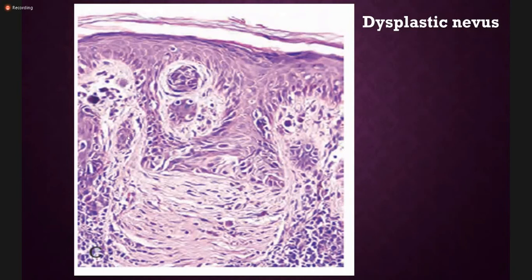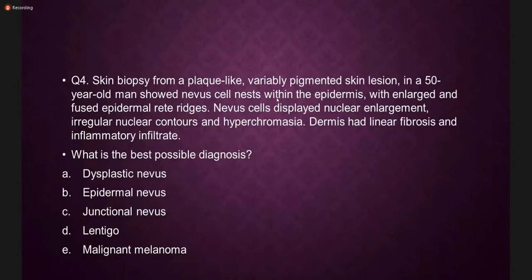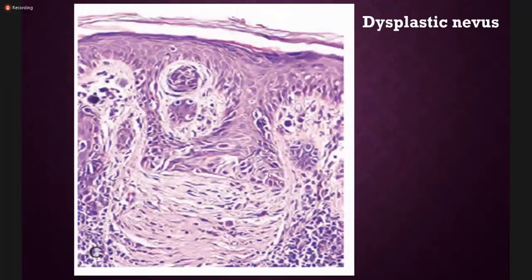Now, another question. A skin biopsy from a plaque-like variably pigmented lesion in a 50-year-old man showed nevus cell nests within the epidermis, enlarged and fused. So it can be epidermal or it can be dermal or a compound form. Dysplastic nevi can be junctional, which means the activity is present at the junction like here, and some component may be present in the dermis as well, comprising these nests of melanocytes. So they can be junctional only or they can be compound.